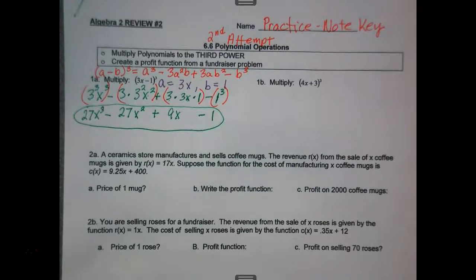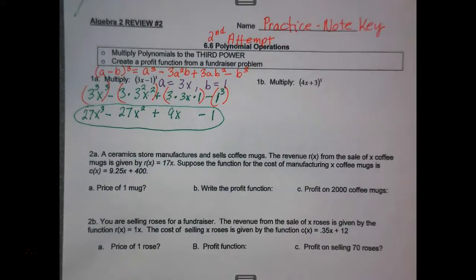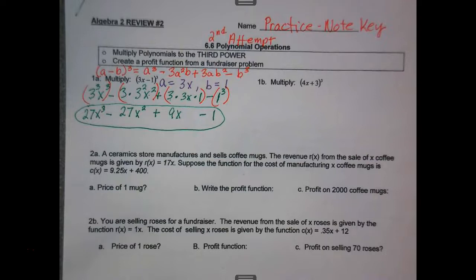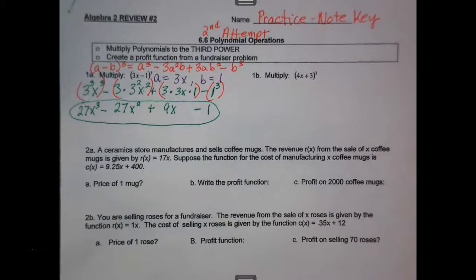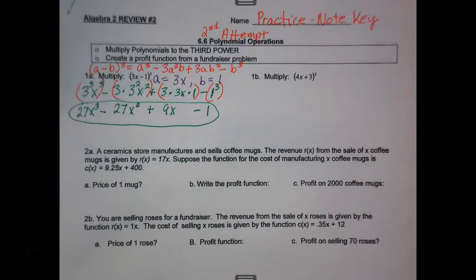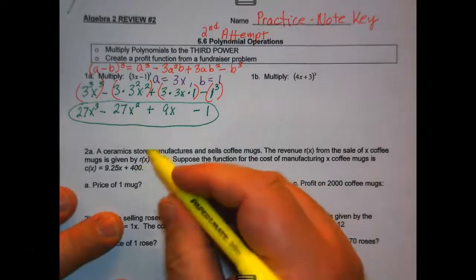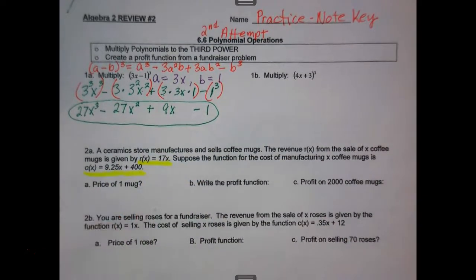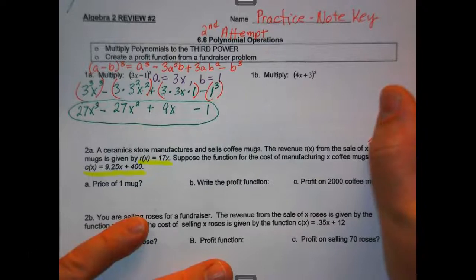Okay, number 2. A ceramic store manufactures and sells coffee mugs. The revenue R of X on the sale of X mugs is given by R of X equals 17X. Suppose the function for the cost of manufacturing X mugs is C of X equals 9.25X plus 400. Okay, get all that? All right, here's what we're concerned about. We're concerned about our revenue function and our cost function, right? What does X represent? The number of mugs. You're correct.